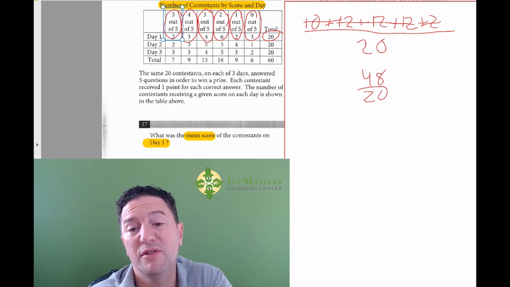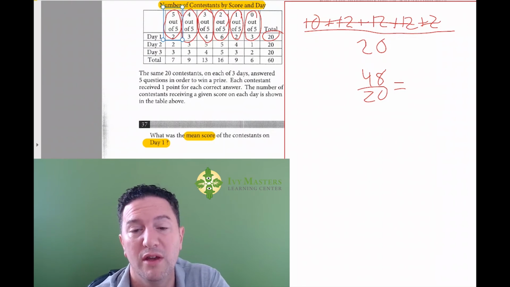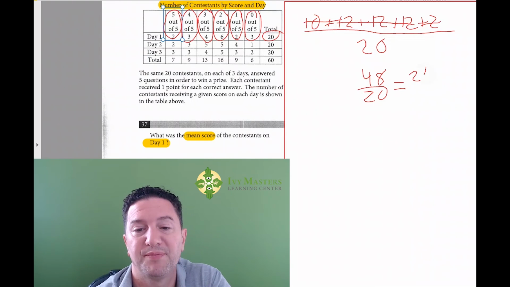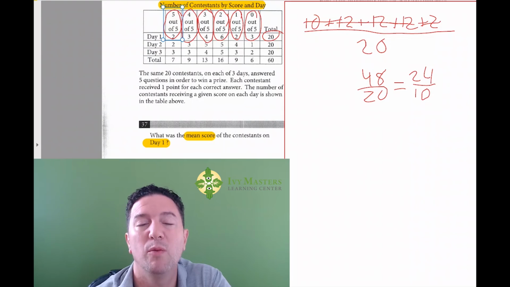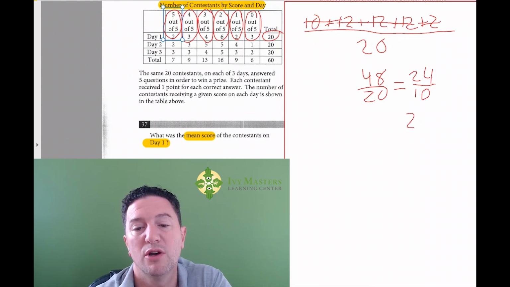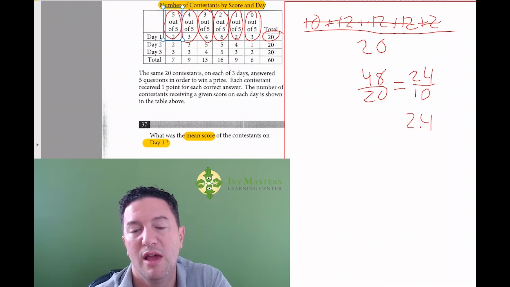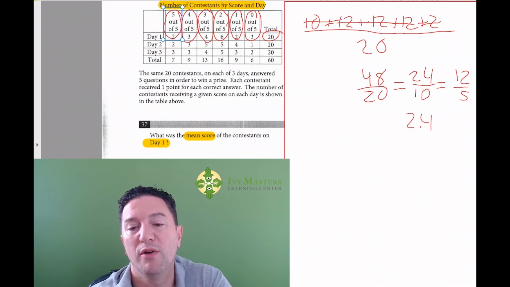But let's say you had to do this on no calc math. Here's a good way to think of it. If you divide the top and bottom by 2, you've got 24 over 10. And whenever you divide by 10, all you do is move the decimal once. So 2.4 is what you would bubble in as a decimal. And if you had a fraction, you would actually have to bubble in the reduced improper fraction. 12 over 5 is also acceptable.